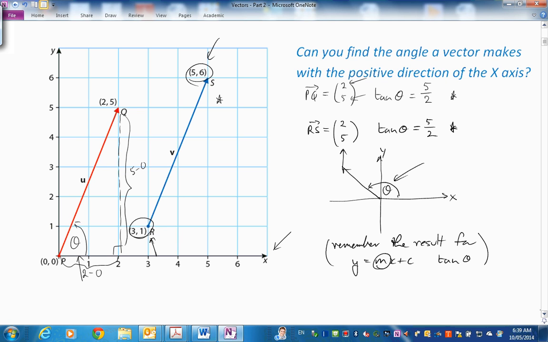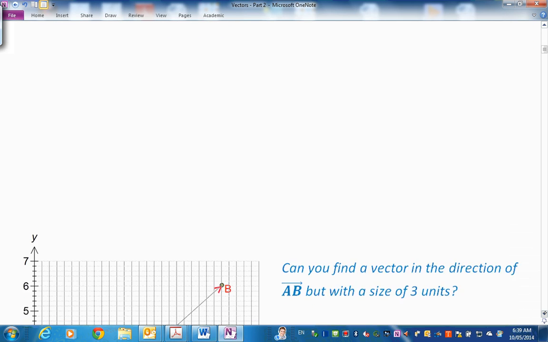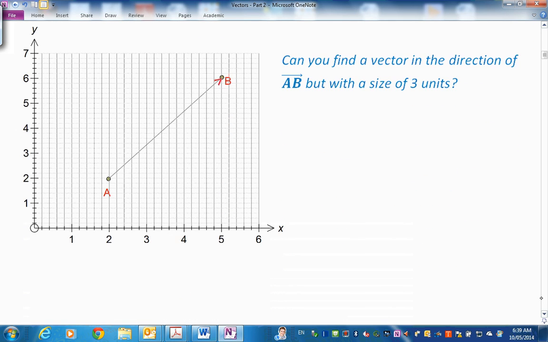Okay, we're building up, aren't we? We're trying to actually say geometry in vector land is probably neater. Can we do everything we want? We can find lengths, find direction using component form. Now we can find an angle. Here's the next question.